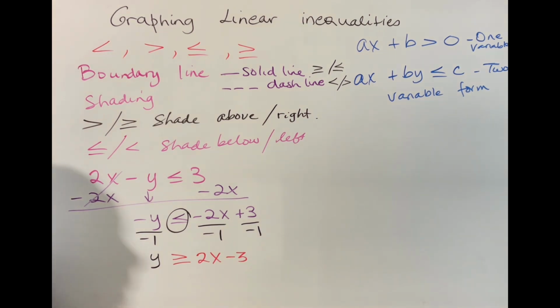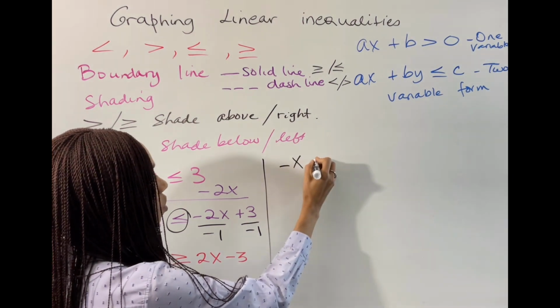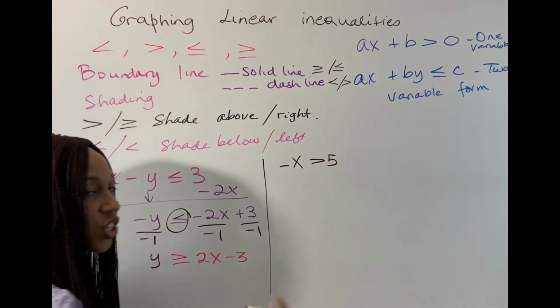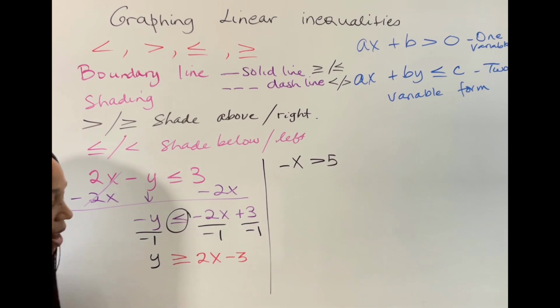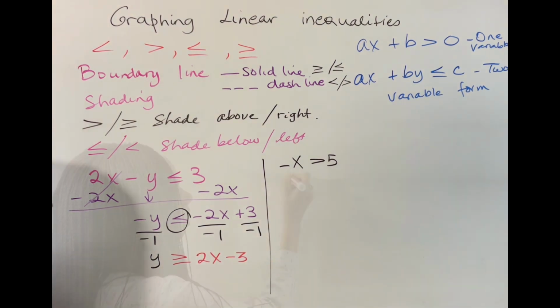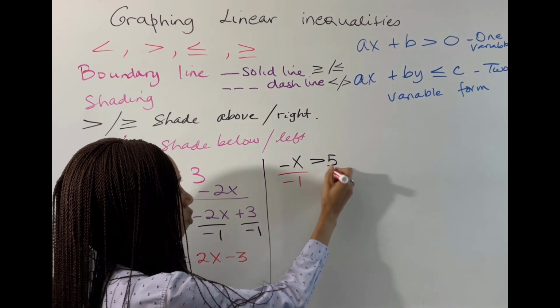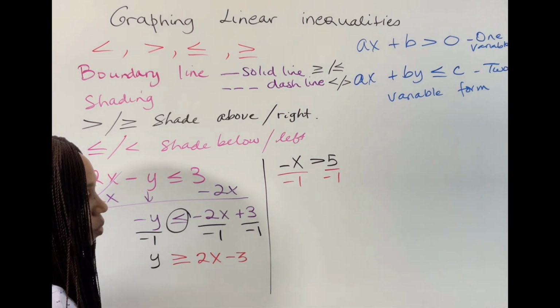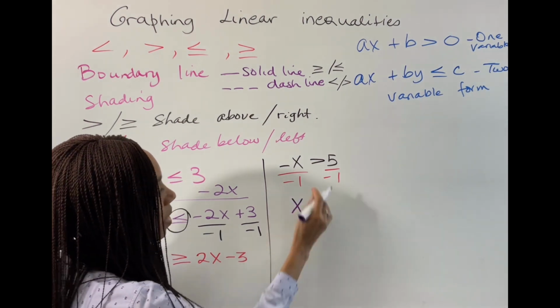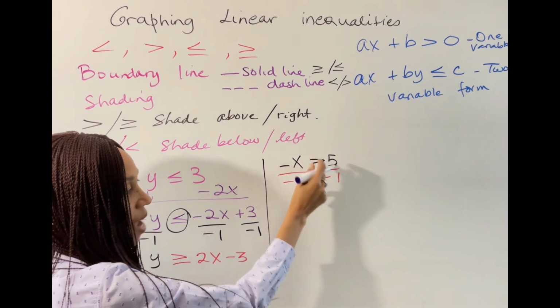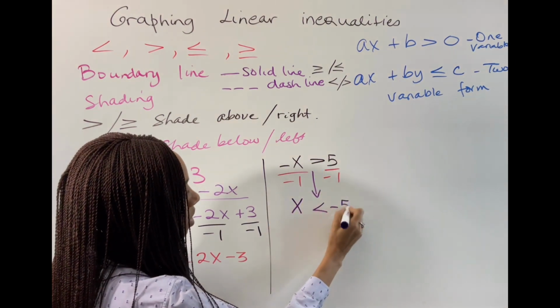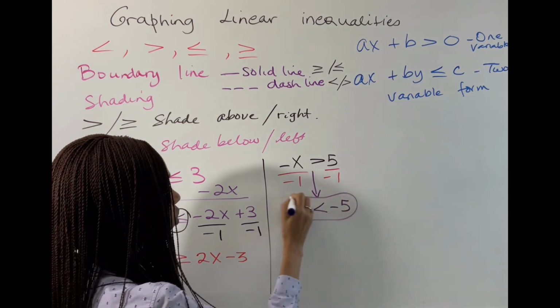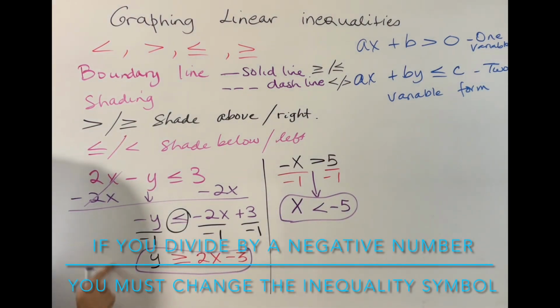The same thing will apply even if you didn't have it in this form. Even if you had negative x greater than 5, you must change this, because you cannot go ahead and graph that. You will also still have to divide by -1 on both sides. Once you do that, you will end up with x, but you must change the symbol, which is now greater than to less than, and you will have -5. So this is what you have to do first once you are given these types of scenarios.